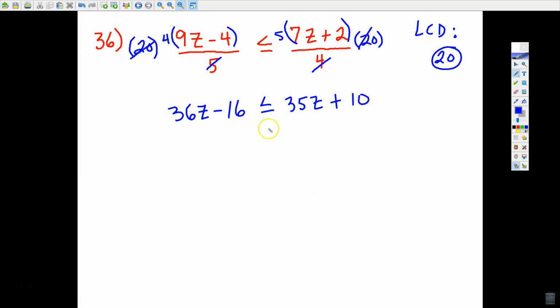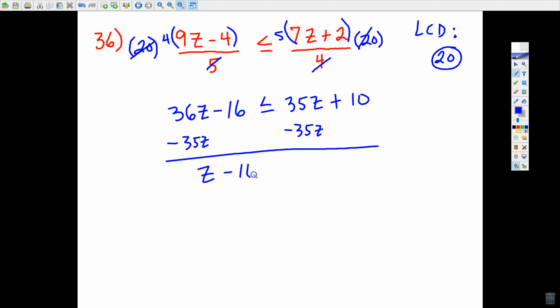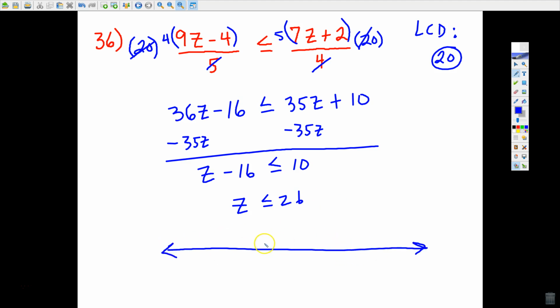And so now we got rid of our fractions, and we can solve this pretty easily. Subtract 35z from both sides. z minus 16 is less than or equal to 10. Add 16 to both sides, and we get z is less than or equal to 26. And sketch your graph. Nothing fancy. Just tell me 0 and then tell me on your graph where's 26. Make sure you make a solid dot because it says or equal to, and then you're going to shade to the left to indicate the less than side.